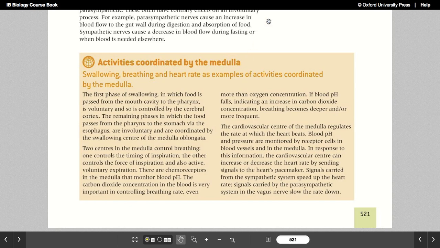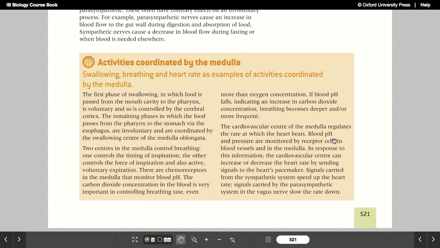Like the medulla we already talked about, it does swallowing and breathing and heart rate, all the things that we don't actually have to think about. So there's a center in the medulla that regulates all that stuff. For example, the cardiovascular center in the medulla: blood passes by the medulla and it's able to detect the blood pH, which can tell you how acidic your blood is or how basic it is. And that's going to be a measurement of how much oxygen you have and how much CO2 you have.